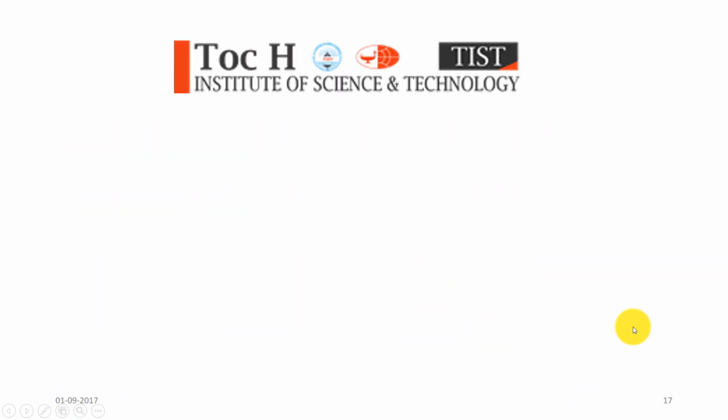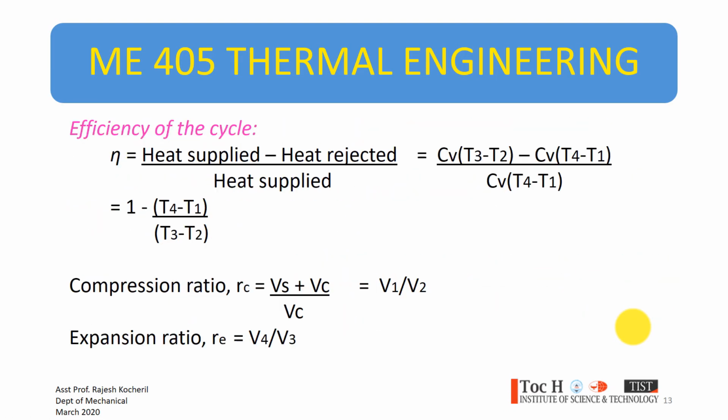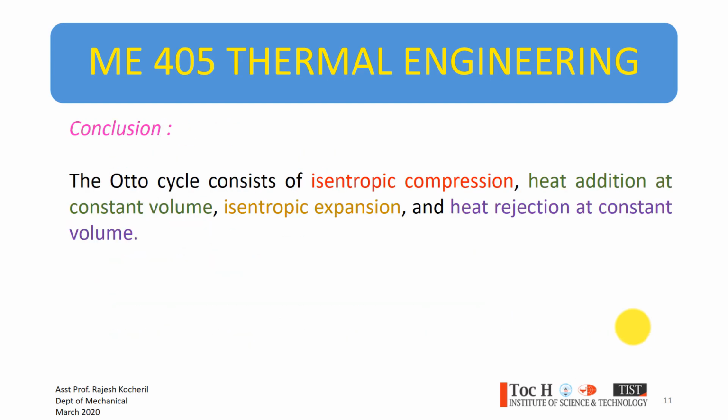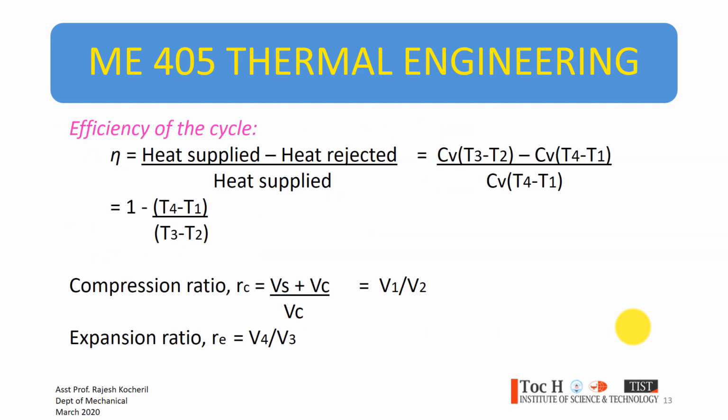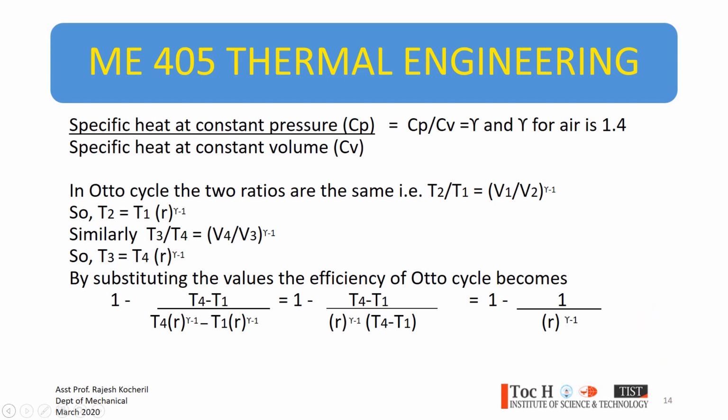Now I would like to conclude this session by telling you that the efficiency totally depends upon the compression ratio. As you are aware, the efficiency will increase if there is a change in the compression ratio. So the efficiency of Otto cycle totally depends upon the compression ratio. The only prime factor that affects the efficiency of Otto cycle is its compression ratio.